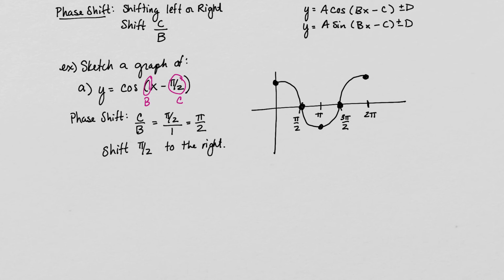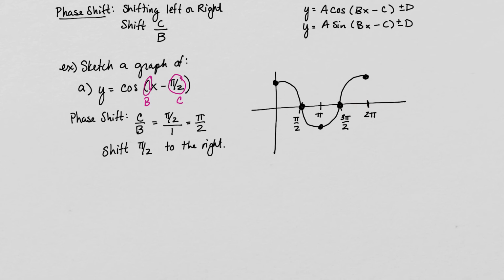So each of my points is going to move pi over 2 to the right. If you happen to notice, in this case, pi over 2 happens to be each of these tick marks on my axis, another pi over 2. From here I went to pi over 2, one pi over 2. I moved over another pi over 2 to get to pi. I moved over one more pi over 2 to get to 3 pi over 2. I move over one more pi over 2 to get to 2 pi.